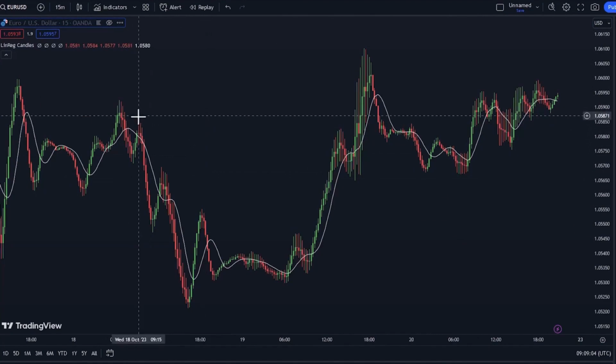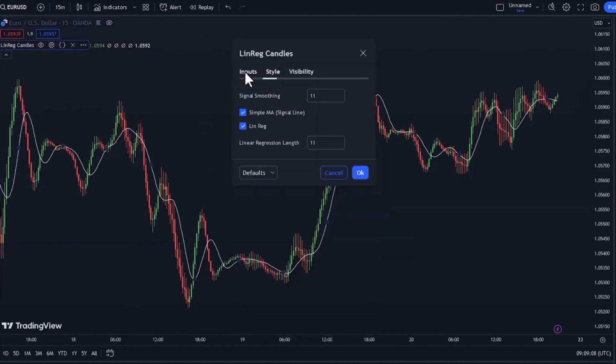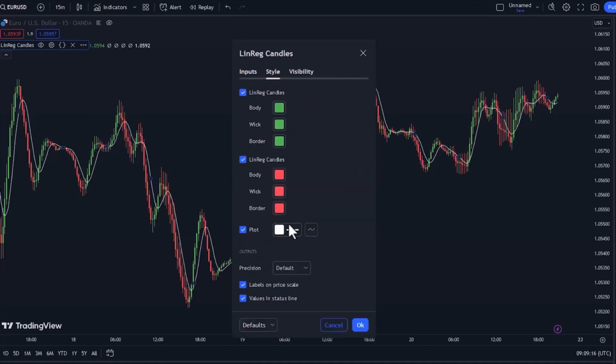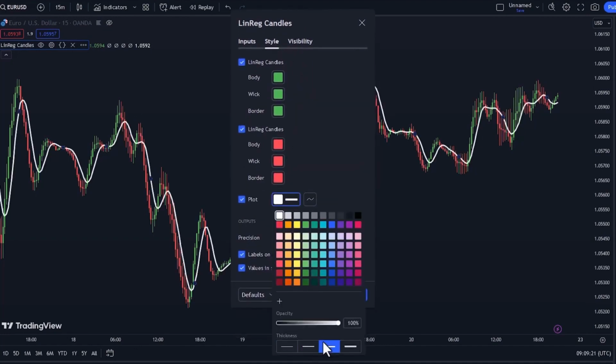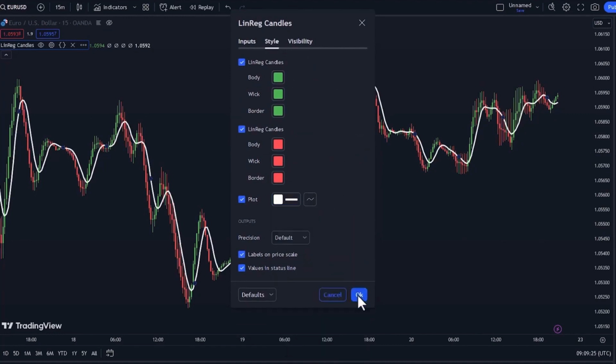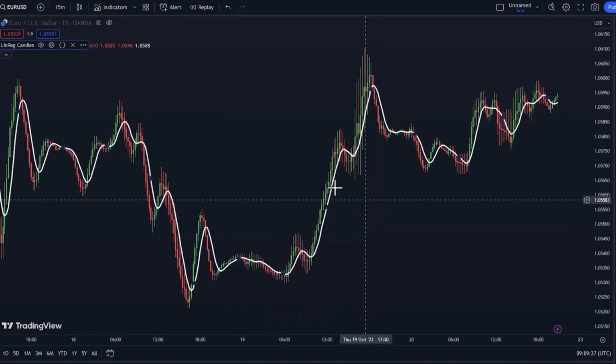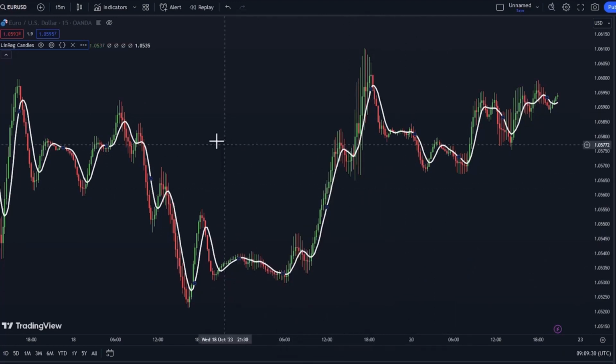The next point to consider is that you absolutely must make changes to the parameters of this indicator. We change the signal smoothing to 7 and to make it more visible, I set this plot to this mode, meaning we make this indicator a bit thicker. Well, our indicator turns out like this.